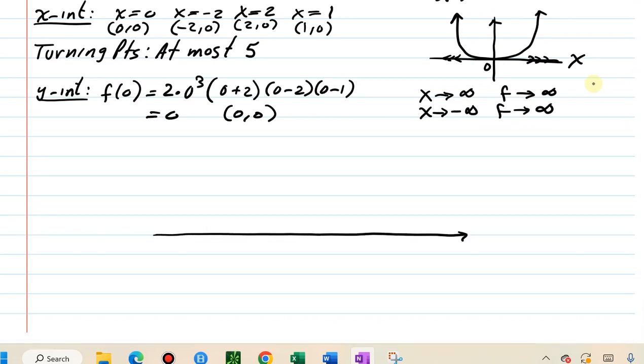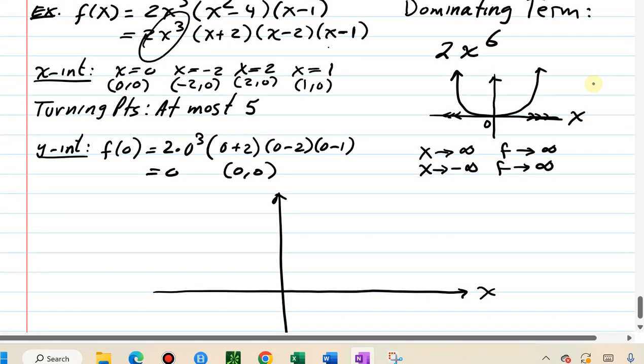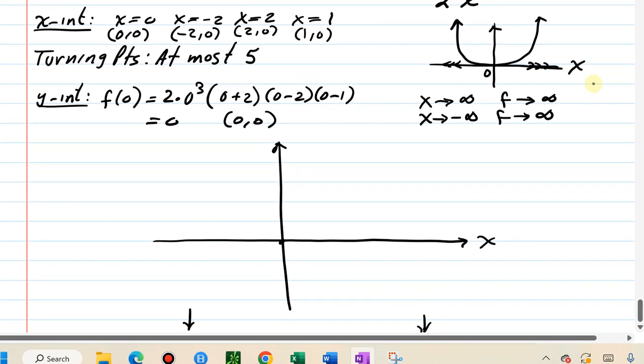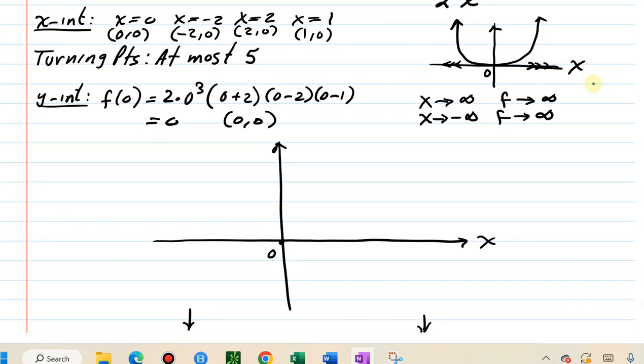Here's my number line. This is x, and this is the y-axis. We know the end behavior, right? It's going to go like this. Now, each of these factors repeats one time except x cubed. See how x cubed? This is a zero with multiplicity of 3. So x cubed is going to behave a certain way at 0. Let me first locate my intercepts. That's -2. This one is 2, and this one is 1.